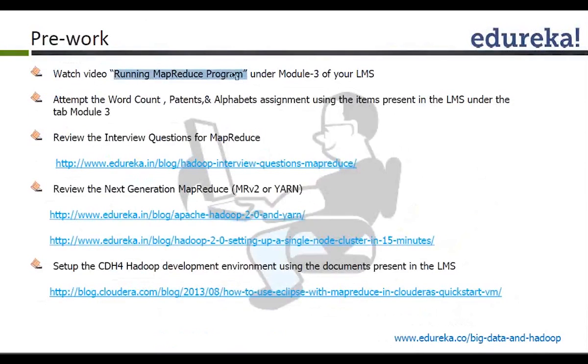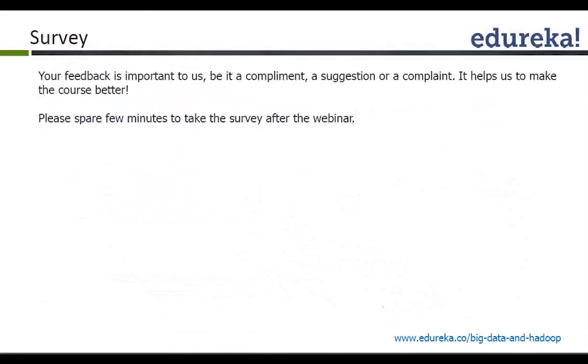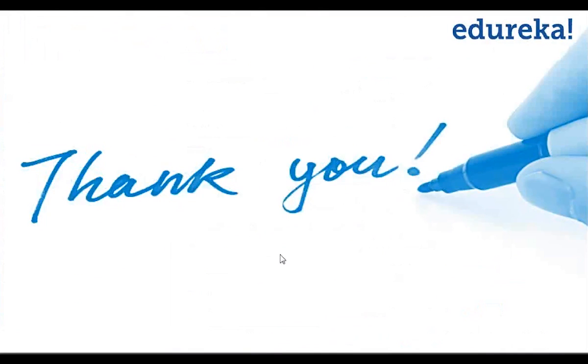Okay, so watch the video, attempt the various examples, look at the interview questions, what is YARN, and also if you want, you can set up your Cloudera distribution for Hadoop also. There is a document and there's a blog that you can do. And this is what we're going to talk about in the next class. What is the input split? I have already given an idea to you, difference between input splits and block splits. How does the job flow happen? And we will actually do a MapReduce program and then understand that, guys. Okay? So with that, we are done with our module number 3, guys.